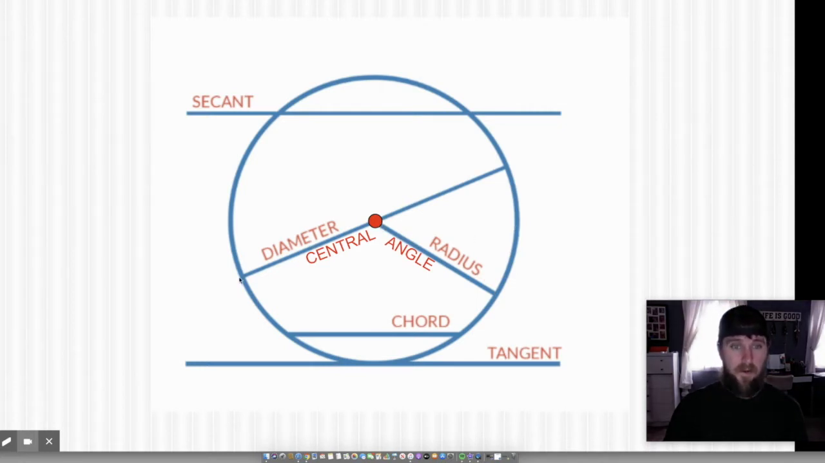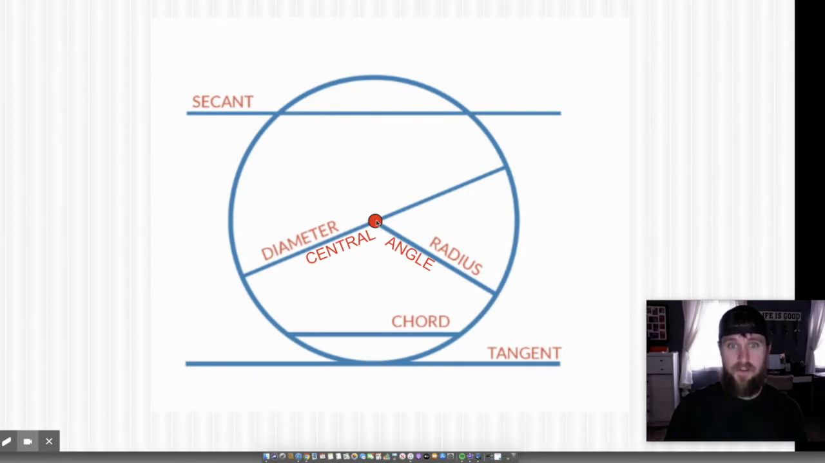The diameter is a segment that has both its endpoints on the circle and goes through the center. A chord, like a diameter, has its endpoints on the circle. It may or may not go through the center. If it does, we call it the diameter. If it doesn't, it's just called a chord. If a line crosses through a circle twice, that's called a secant, versus a tangent, which only hits it once.